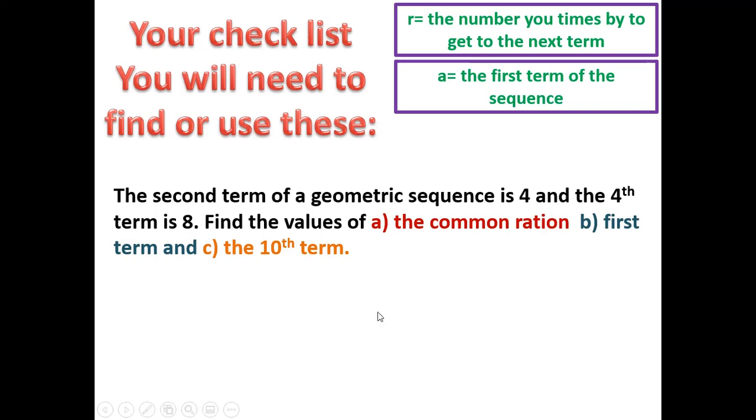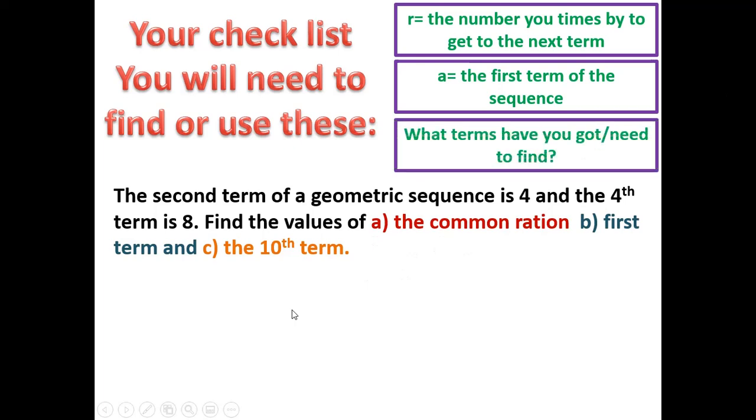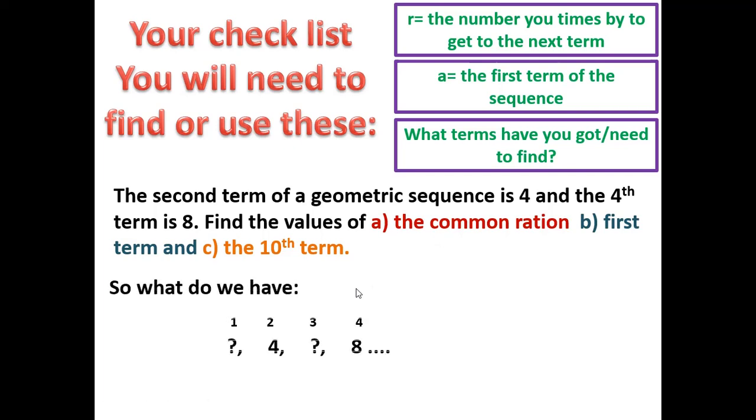Okay? So, balikan natin yung algebra ninyo. Pakibalikan yung algebra because we'll be solving this using your algebra. So, what terms have you got or need to find? So, it's here now. Okay, so what do we have now? So, if we're going to write the sequence, of course, wala yung first term. Wala siya, so question mark. Merong second term. Walang third term. Merong fourth term, which is 8. So, ngayon, ang kailangan muna natin hanapin is the common ratio.